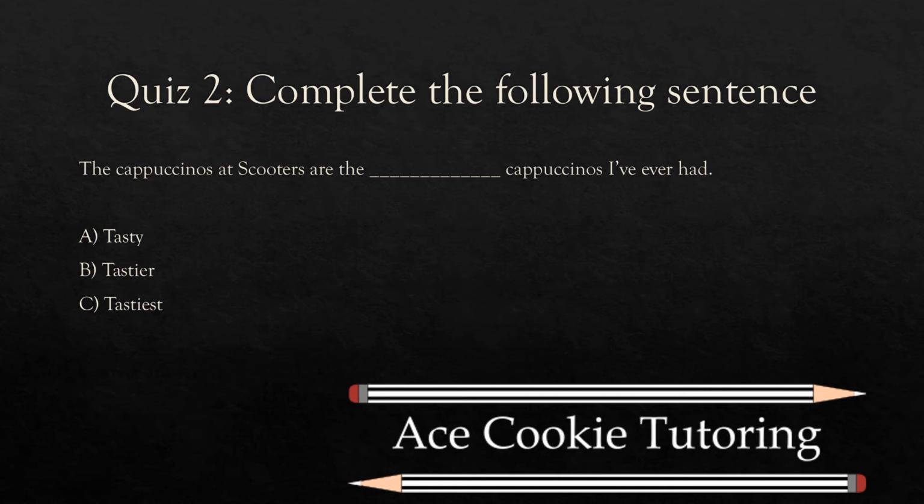So think about it. How many things am I comparing or contrasting? And once you decide that, does that mean you use the ER or the EST? Or if you're not comparing or contrasting anything, you don't need to modify the adjective. So pause if you need some time. Otherwise, here is the answer. Correct answer is C, tastiest.